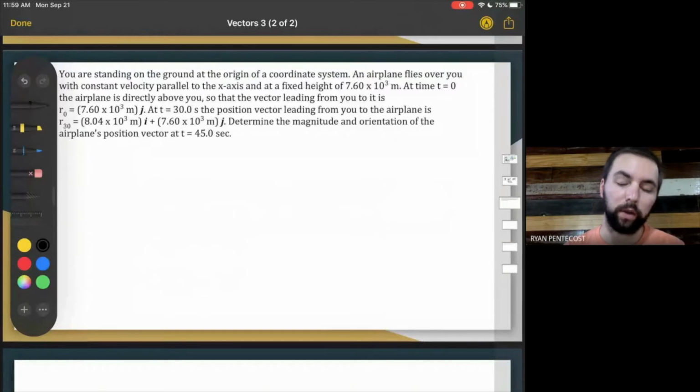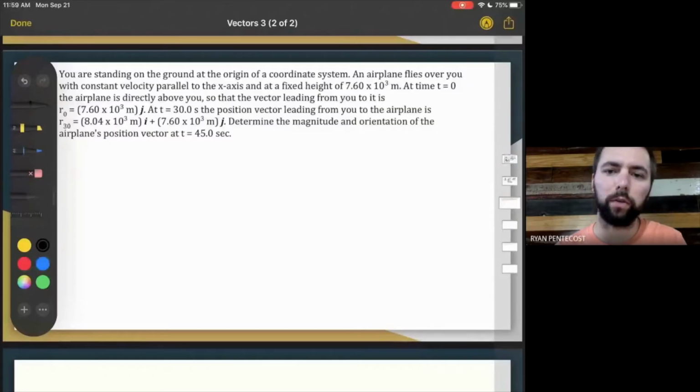Since the vector only has j, that means it is just one vertical vector. It has no i to put it at an angle, has no z to do anything else to it. j is vertical, so it's just straight above.